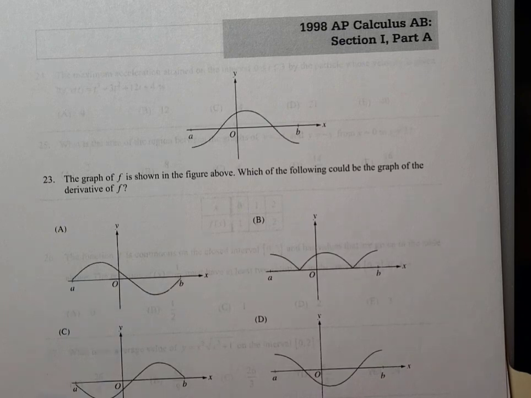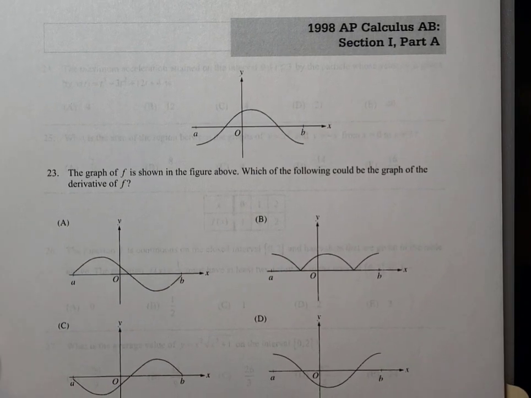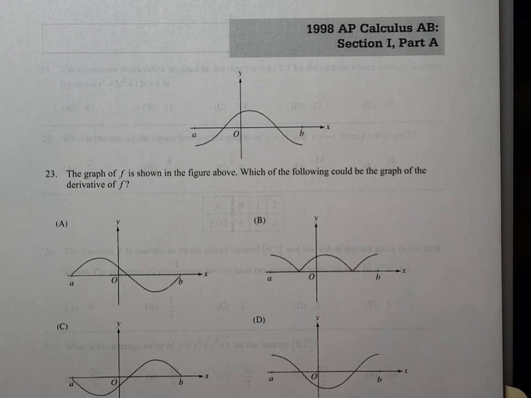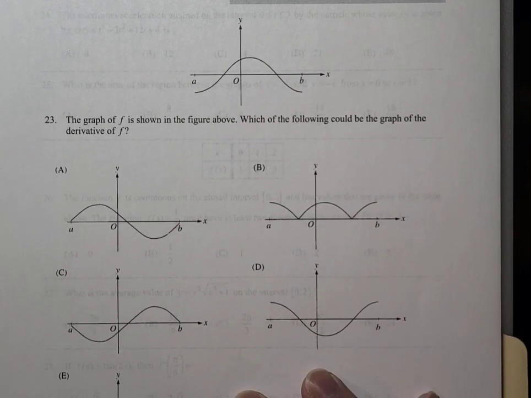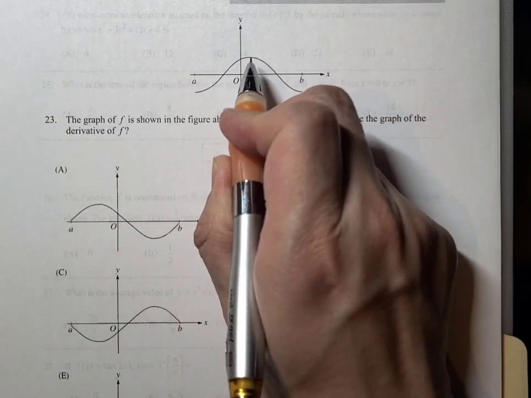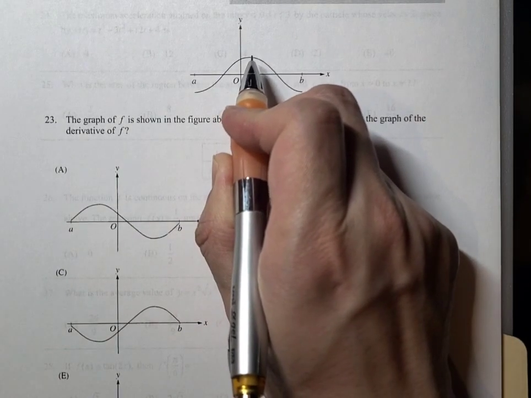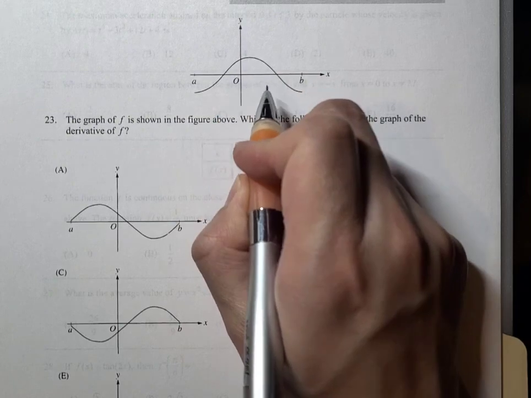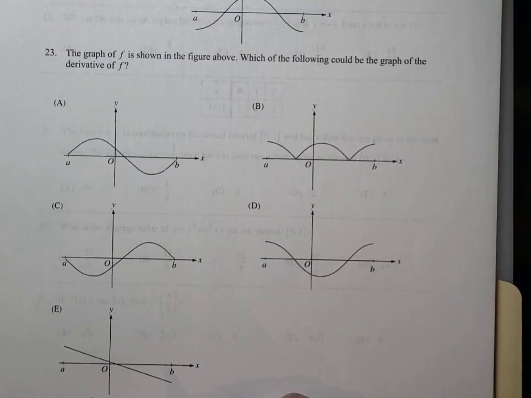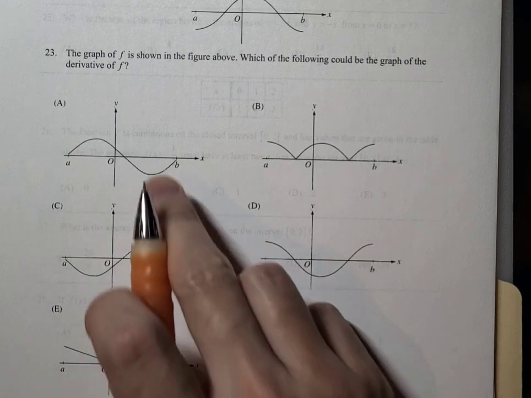The graph of f is shown in the figure above. Which is the following complete graph of the derivative of f, or f prime, essentially? One easy way to tell is, here is a relative max. So we know that at this point, the derivative should go from positive to negative. And there's only really one answer, which is this one.